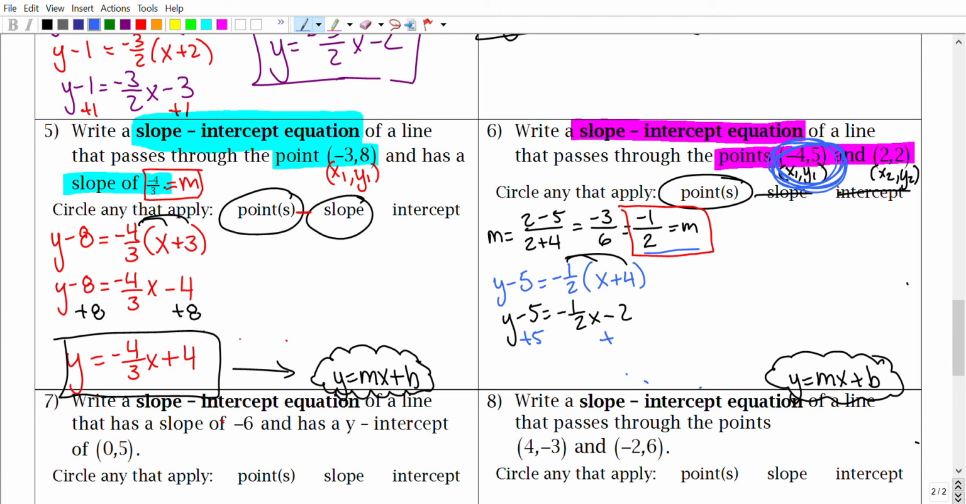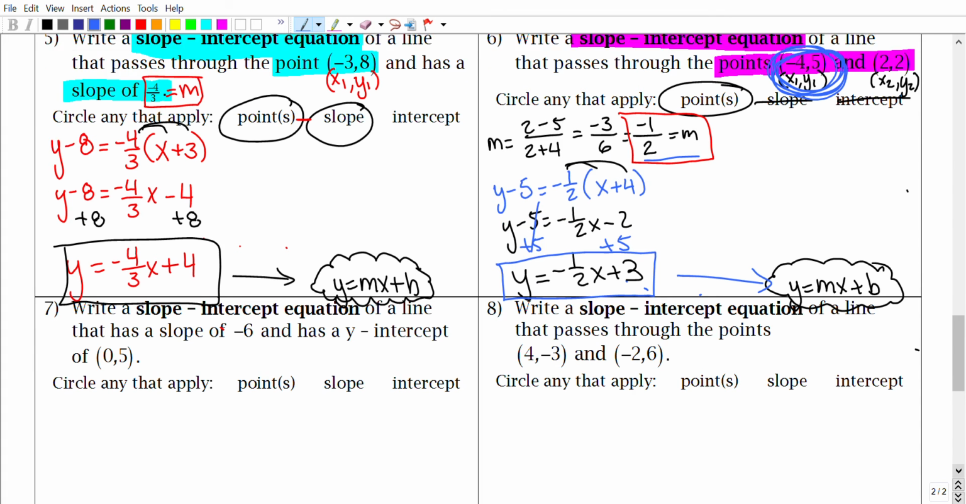Add 5 to both sides to get a final answer of y equals -1/2 x plus 3. All right, and is that also in the final form that we wanted? Yes, it is. So we are on the right track.